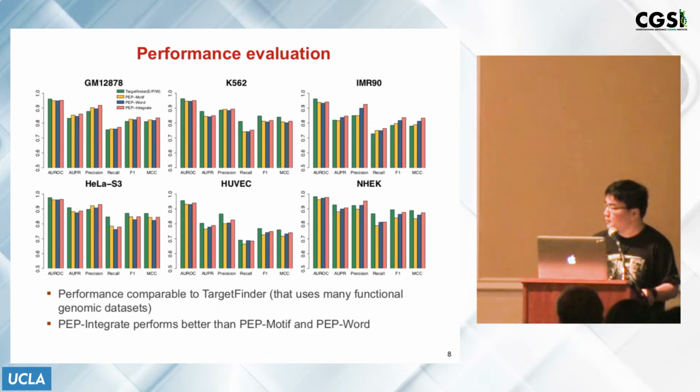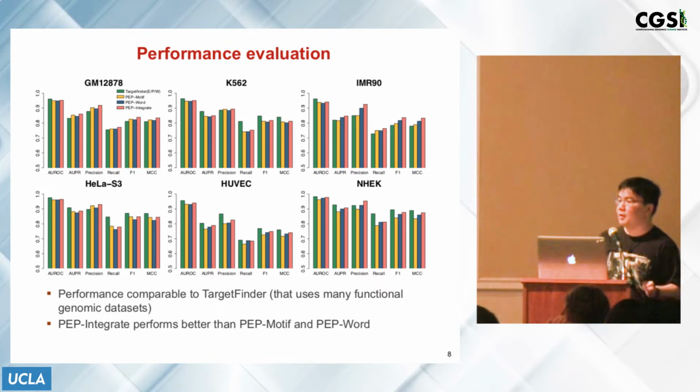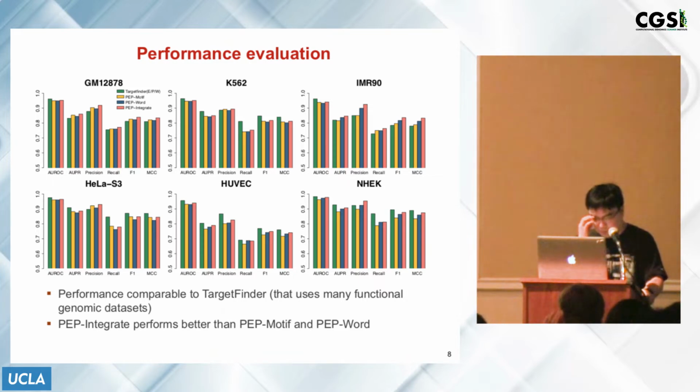So it shows that sequence-based features alone can achieve comparable performance, but it looks like the functional genomic data is still a little bit more informative in most of the cell types. At least the performance from the sequence-based feature classifier is comparable. The other trend, as expected, is that in general the PEP word embedding module is doing a bit better than the PEP motif module, and the integrated module is also doing better than the individual PEP motif and PEP word modules.